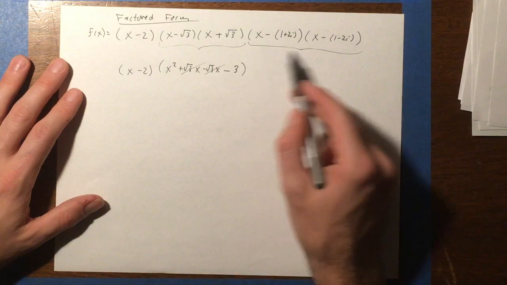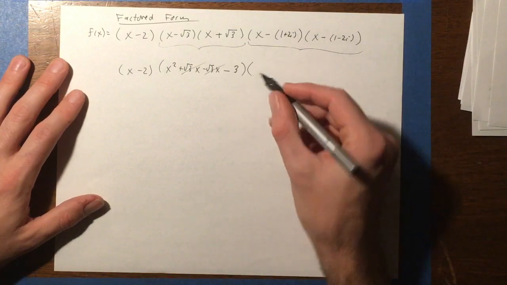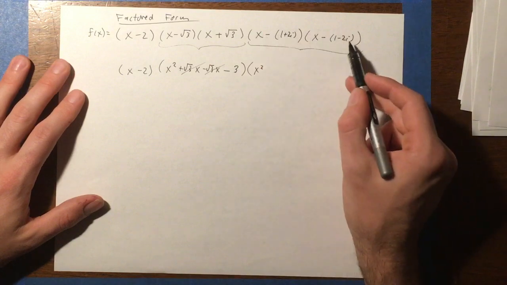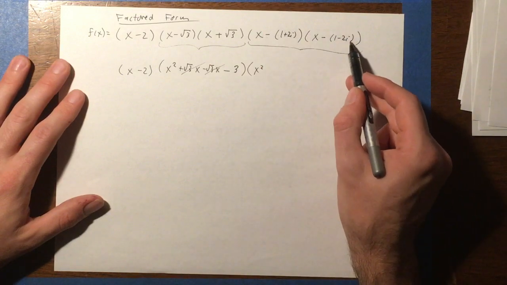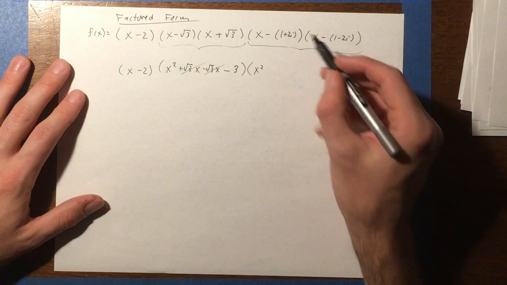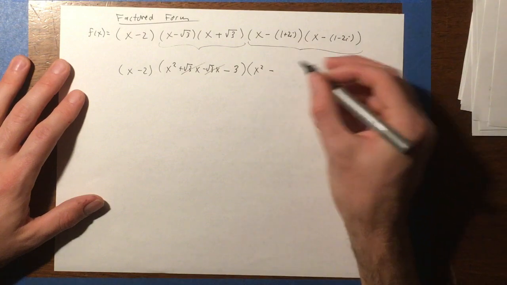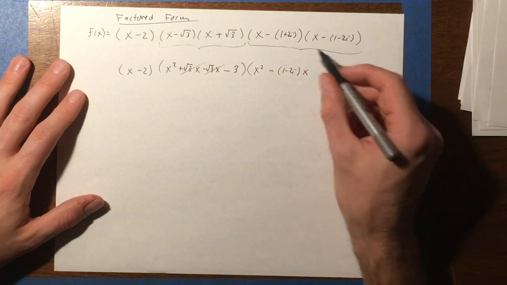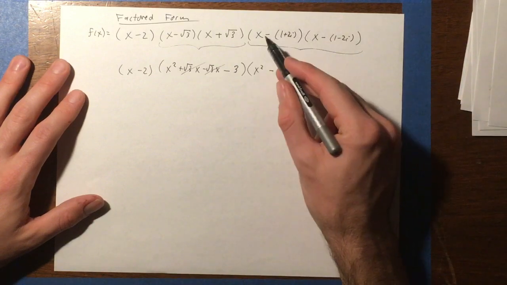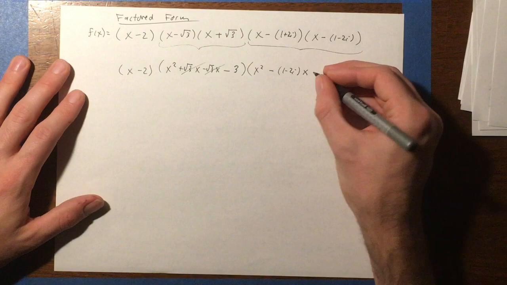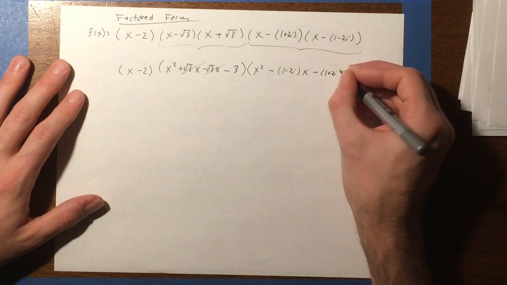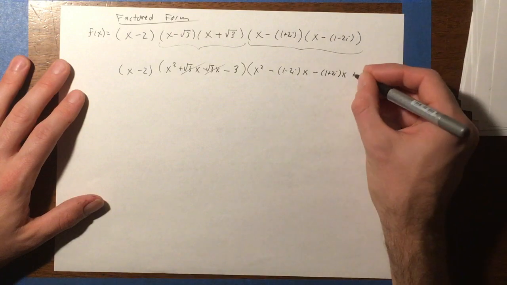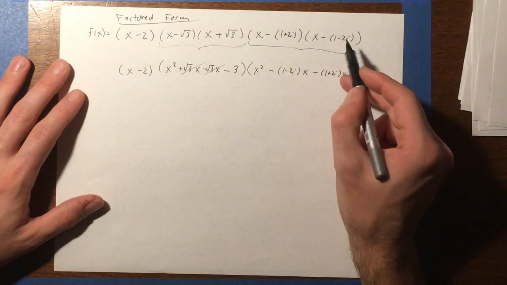Now let's do this one. This one's a little harder. We're going to have x times x is x squared. Then we'll have x times the negative 1 minus 2i, so that's negative 1 minus 2i times x. I'll distribute that in a minute. Then we have the next term, negative 1 plus 2i times x. And finally we have negative times negative, which is positive, 1 plus 2i times 1 minus 2i.